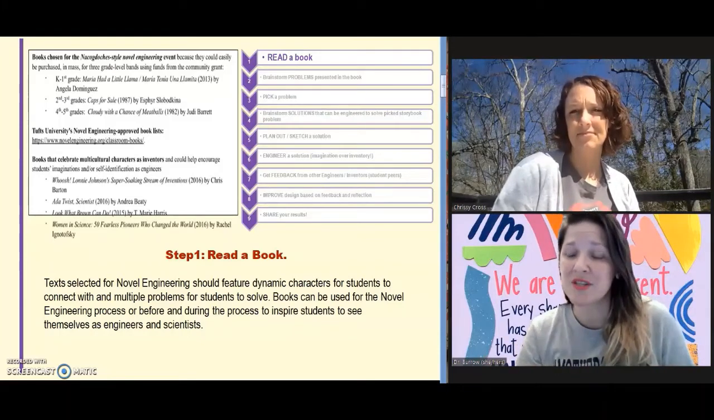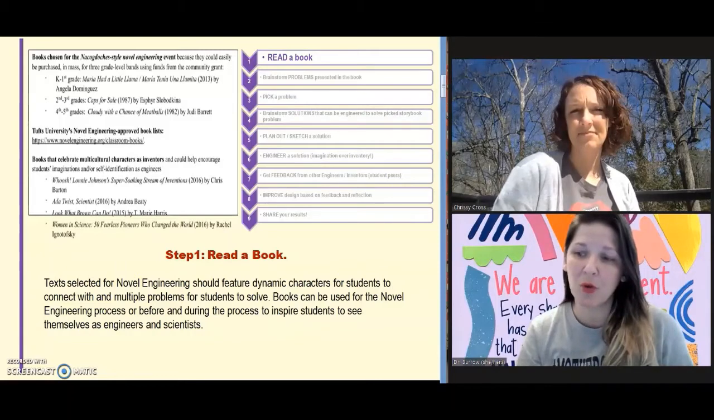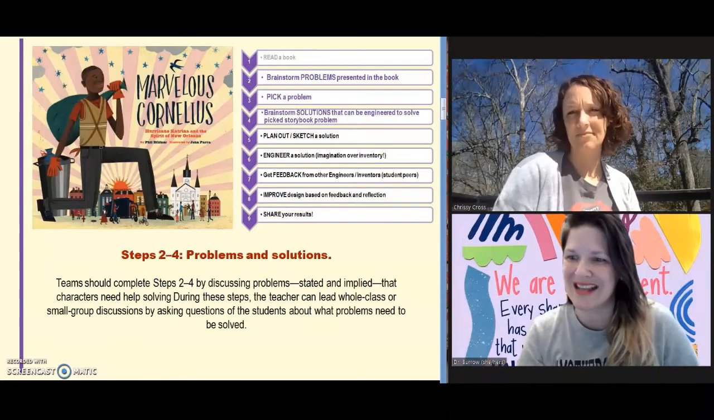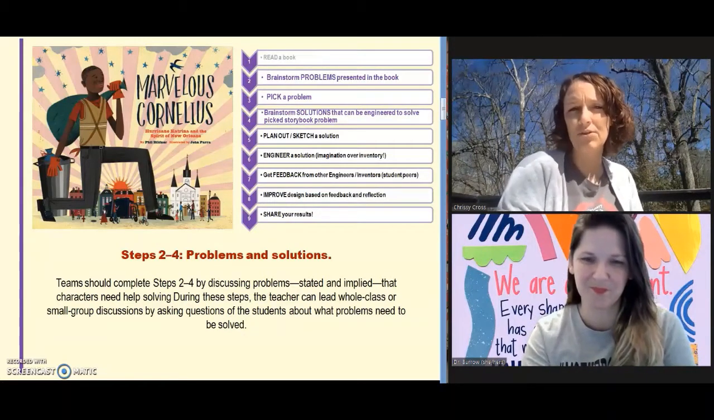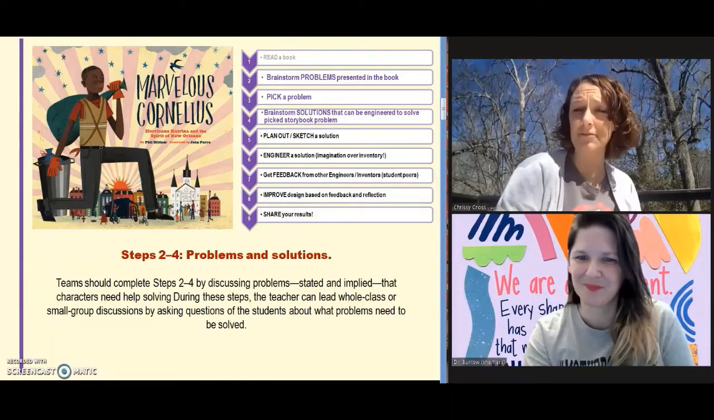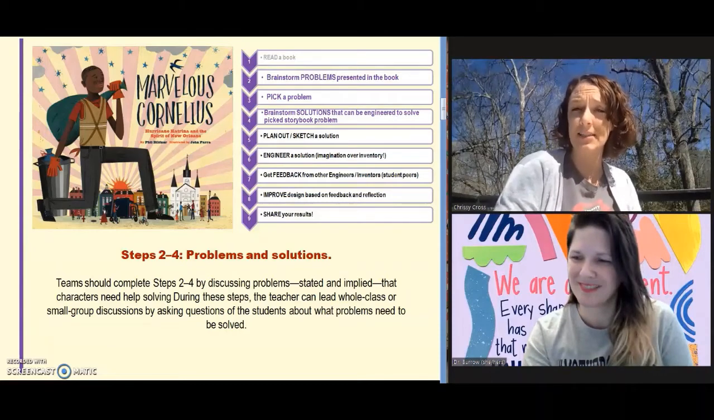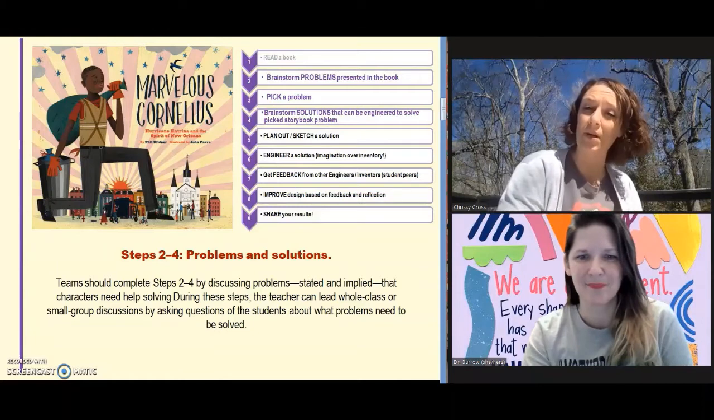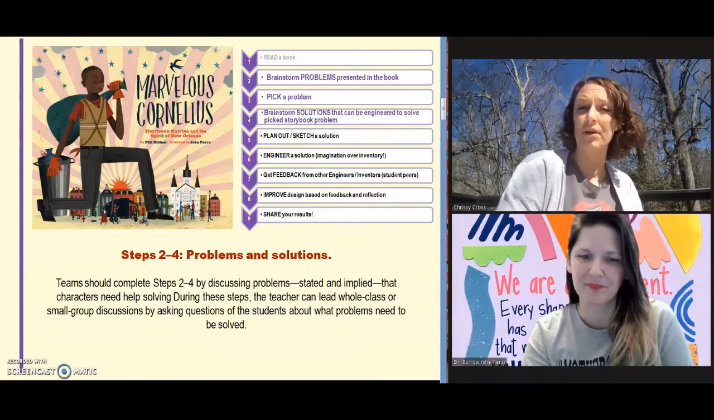You can see some of our selections here. We really went for books that were inclusive and that showed characters that could be scientists that aren't typically depicted as scientists. The book that we chose was Marvelous Cornelius, about a sanitation worker collecting trash after Hurricane Katrina. One of the important aspects of this project is that the teachers allow students to do the brainstorming about the problems in the book and create their own solutions to those problems.